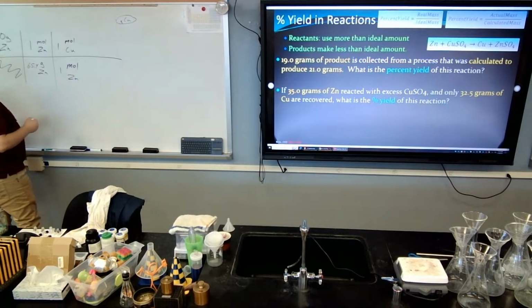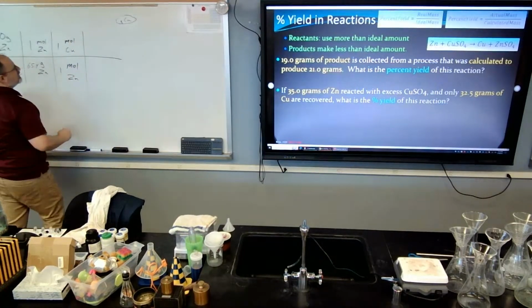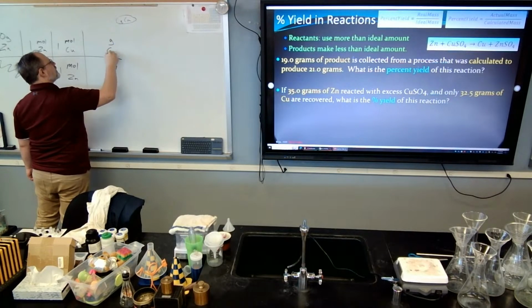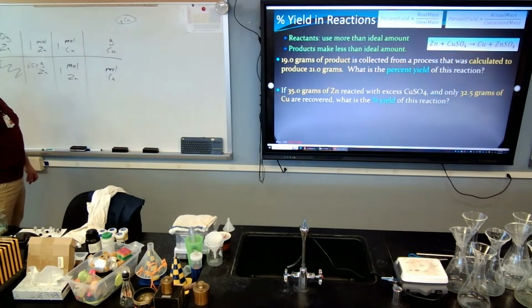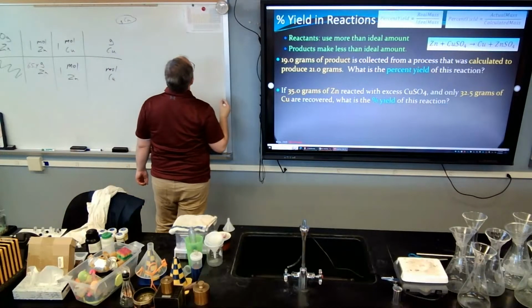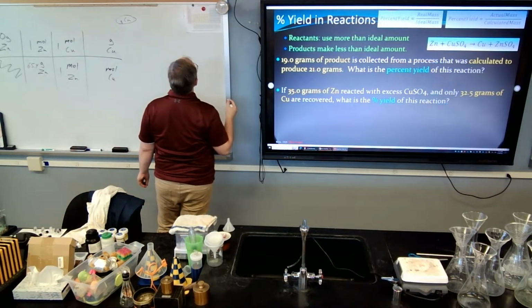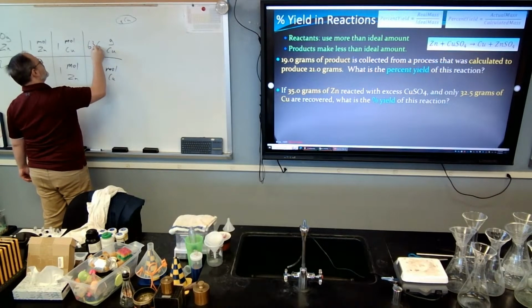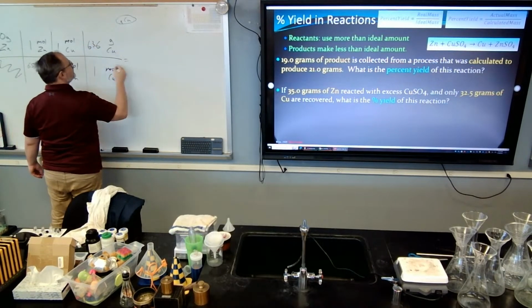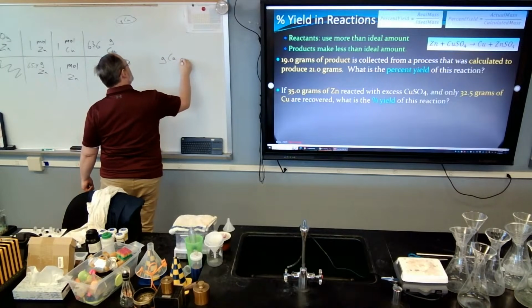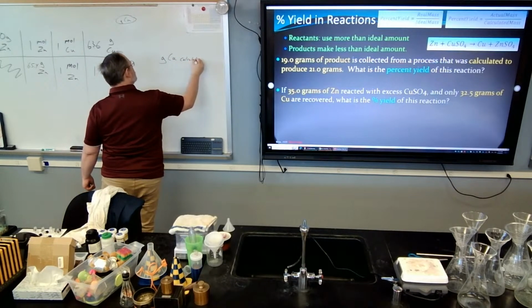1 to 1. Okay. And then finally, we're going to take our moles of copper and convert it to our grams of copper. And where do we get the gram per mole? Periodic table. The periodic table tells me that a mole of copper weighs 63.6. So 1 mole is 63.6 grams.